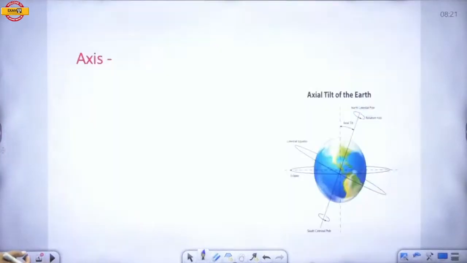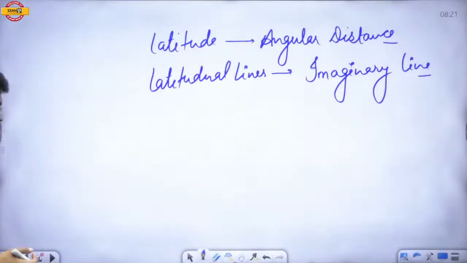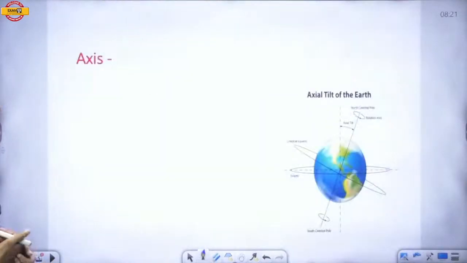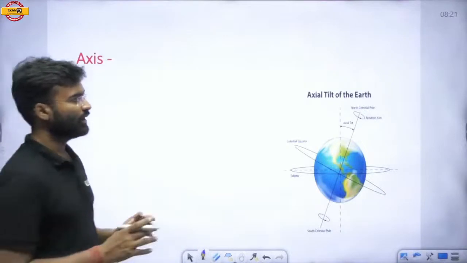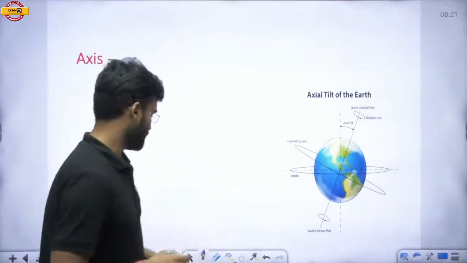Okay. So we will look at latitude in the next section. So latitude, what is latitude?